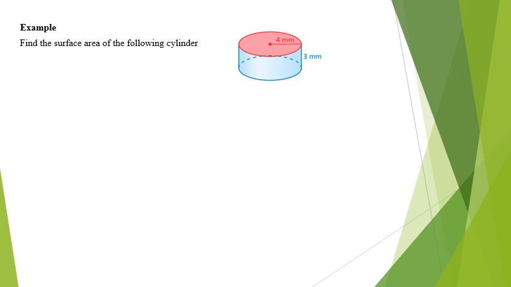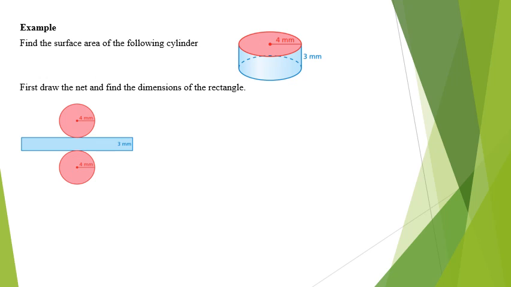Let's see an example. Find the surface area of the following cylinder. So the cylinder has a height of 3 and a radius of 4. So we're going to start by drawing the net and then finding the proper dimensions of the rectangle. So there's our net, there's our 2 circles, our top and bottom, and there's the rectangle that makes up the body. So remember that long edge of the rectangle is going to wrap perfectly around that circle. So to find the length of that long edge, we just find the distance around the outside of the circle, which is circumference.